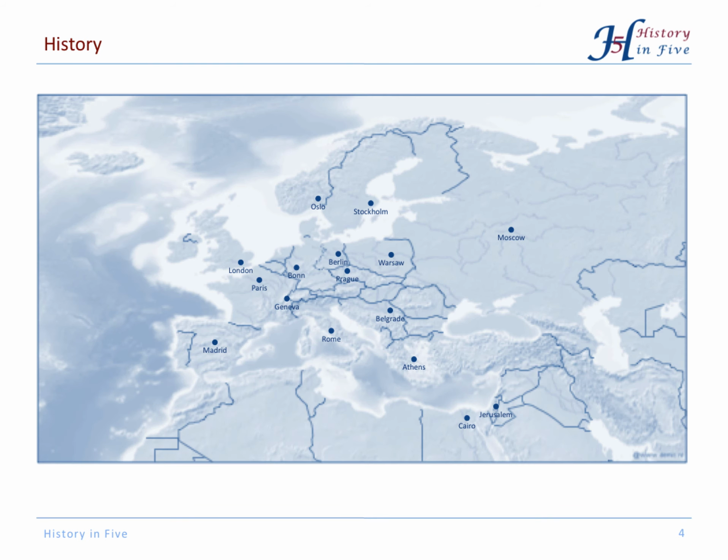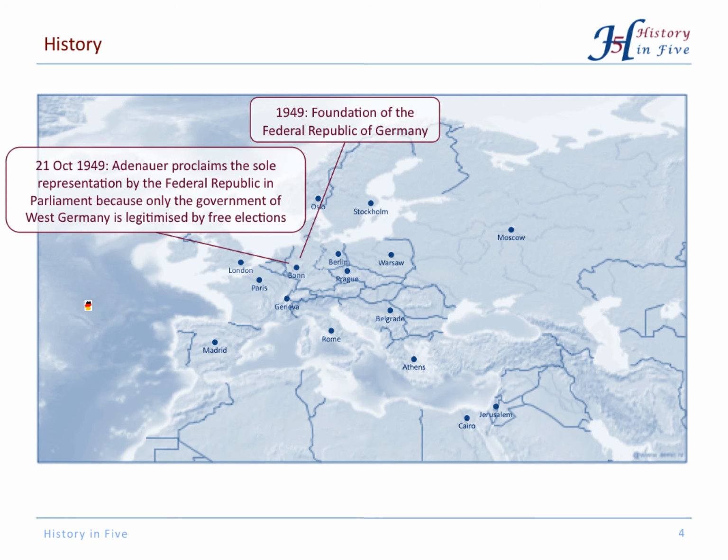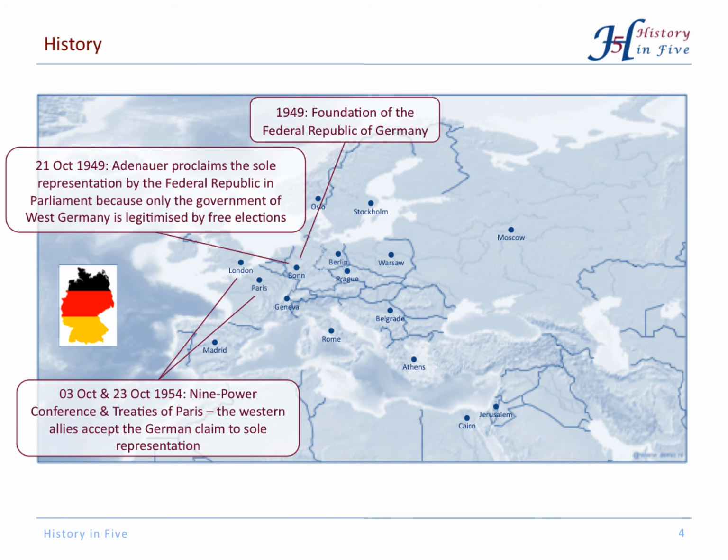Now to the claim to sole representation. The Federal Republic was founded in 1949. In the same year, their first Chancellor Adenauer said only the West German government is legitimized to internationally represent all Germans, including the Germans in East Germany. And that is because the West German government is the only freely elected one. This position was backed by the Western allies, Western partners, in 1954.